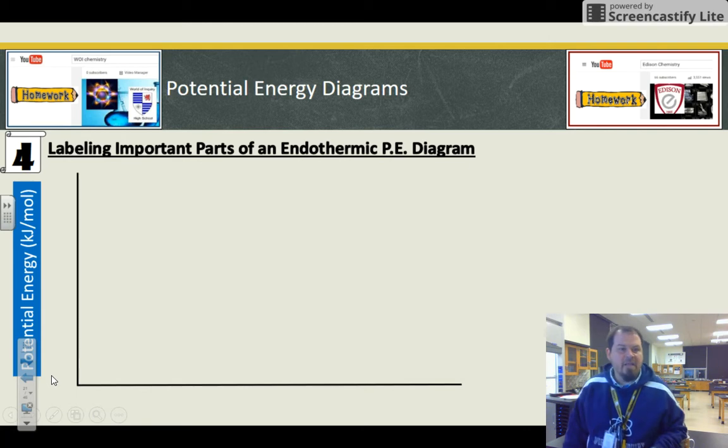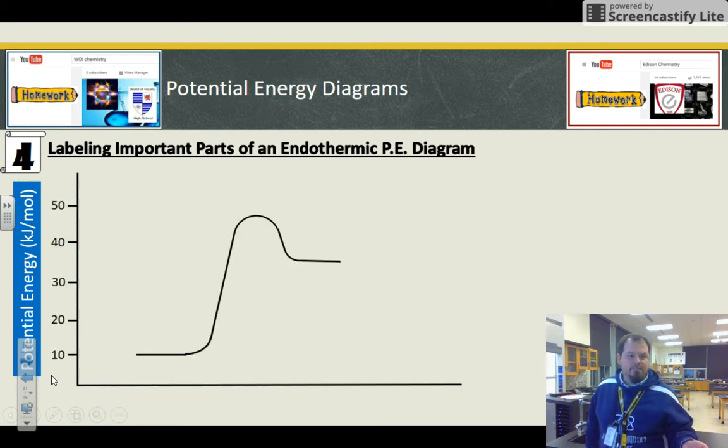Maybe that's good. All right, labeling important parts of the potential energy diagram. This is a piece you need to be able to do. Take very careful notes. Potential energy is always on the y-axis. Here's a particular potential energy diagram. It starts low and finishes high.